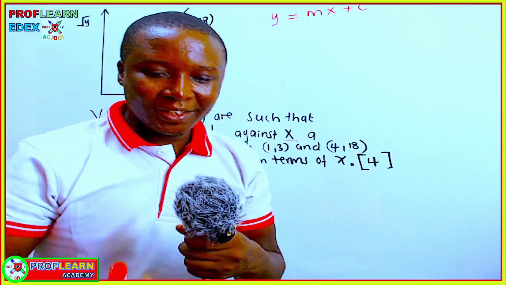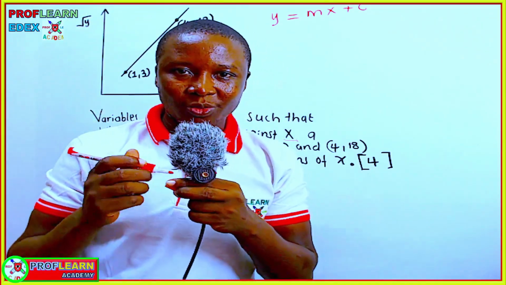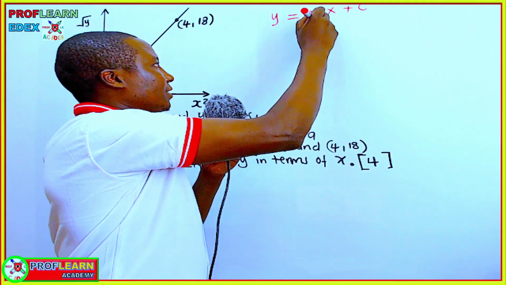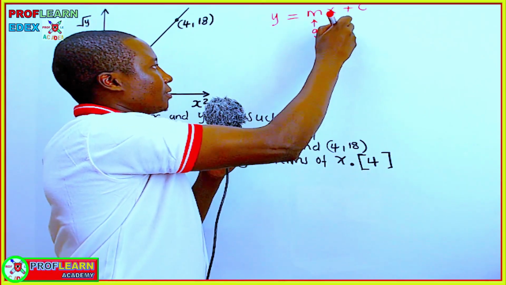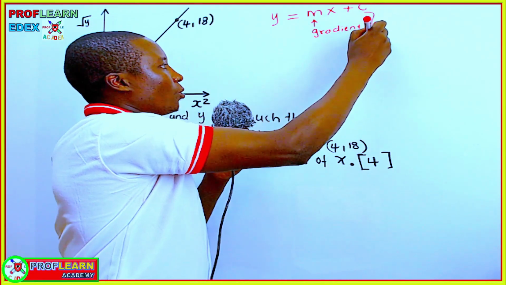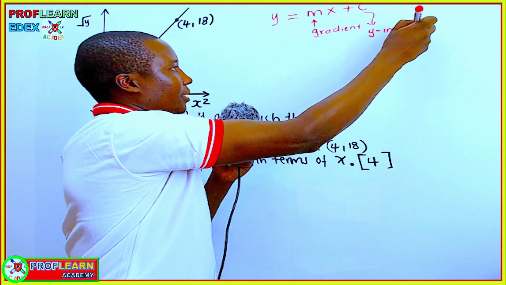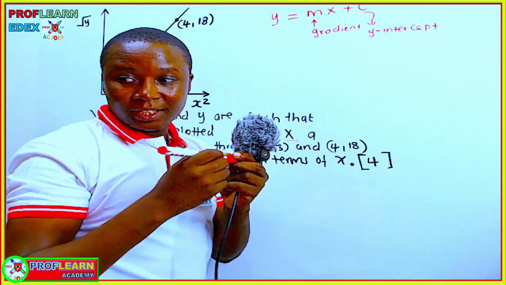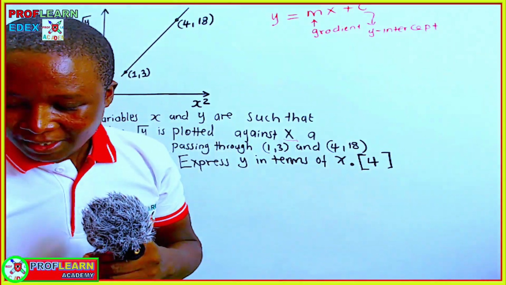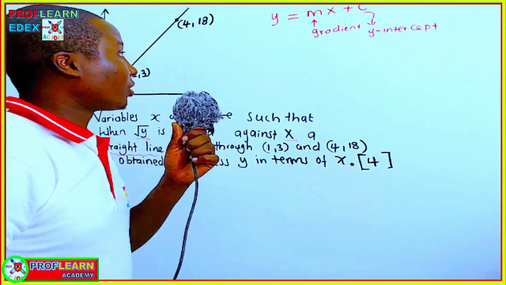So in this question, in the process of working it out, what do you need to find? You need to find the gradient, and also the y-intercept. Those are the only things you need in order to work out this particular equation. Now let us go ahead and work out the gradient.